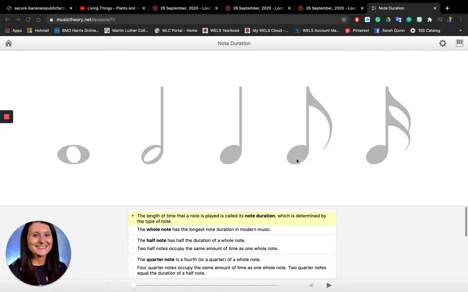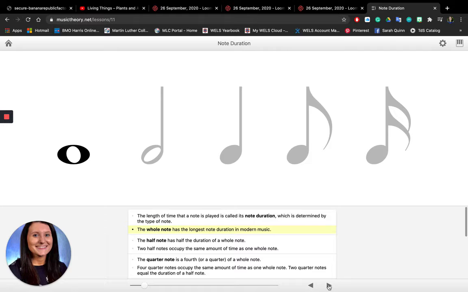So this means how long you hold a note while playing an instrument or singing a note. So let's get into our lesson for today. So first off, the length of time that a note is played is called its note duration, which is determined by the type of note.